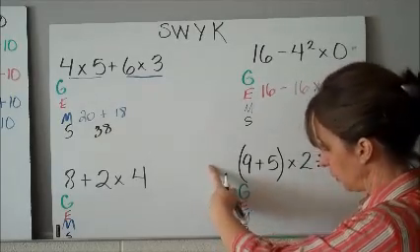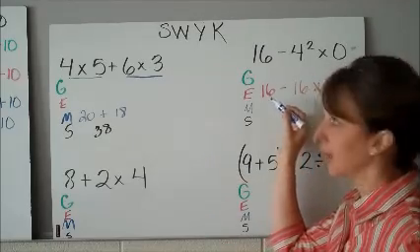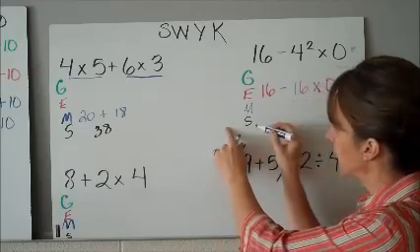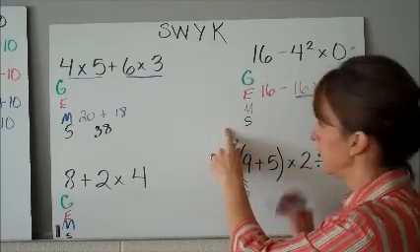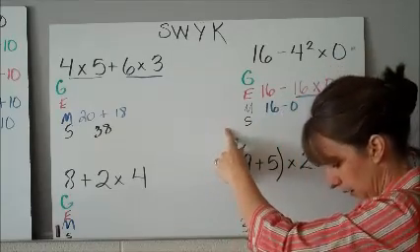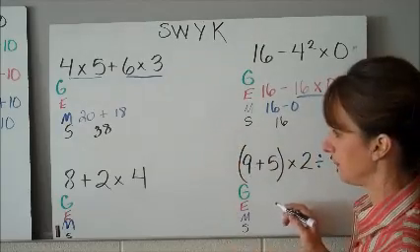Now we're going to look at our blue line, multiply and divide. It is going to be tempting to do 16 minus 16, but you can't do that because the S comes after the M. 16 times 0 is 0. So this line should say 16 minus 0. And 16 minus 0 is 16.